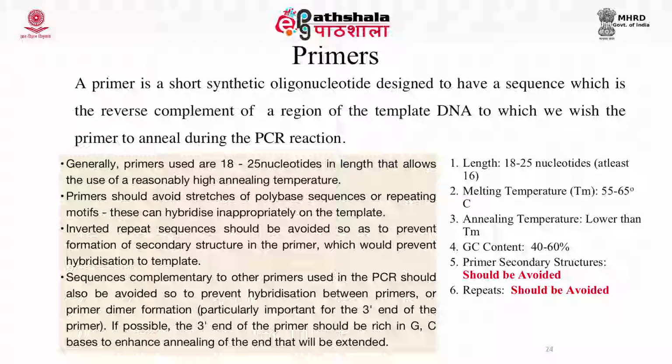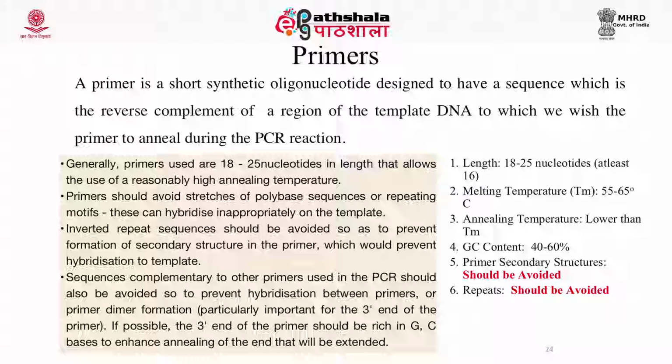Generally, the primers used are 18 to 25 nucleotides in length that allows the use of a reasonably high annealing temperature. Primers should avoid stretches of poly-base sequences or repeating motifs. These can hybridize inappropriately onto the template. Also, we should avoid inverted repeat sequences so as to prevent formation of secondary structure in the primer. Sequences complementary to other primers used in the PCR should also be avoided.